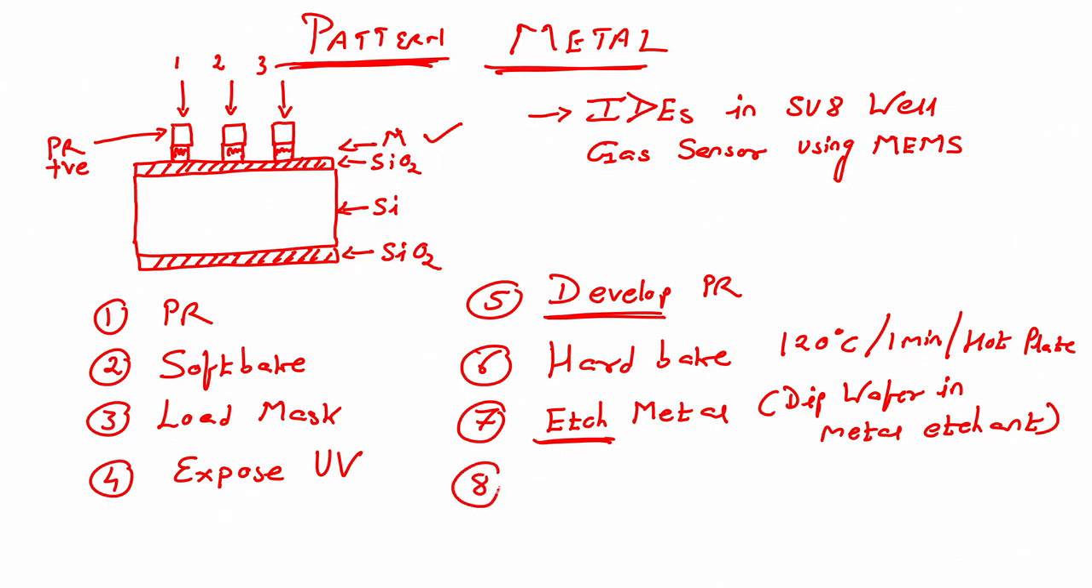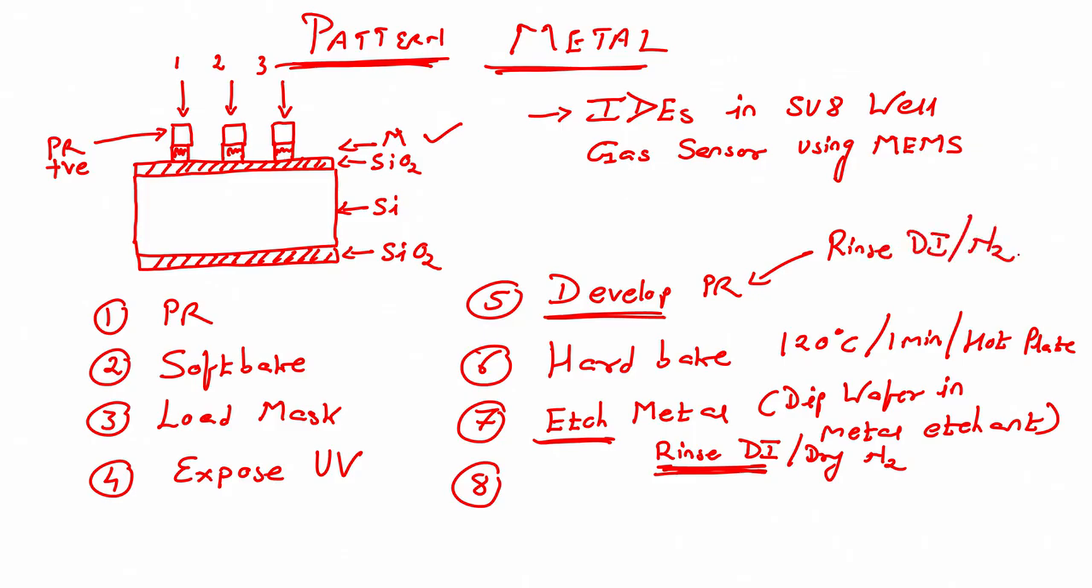The next step is, of course, whenever you do metal etching, after that you have to rinse it. You know that you have to rinse it in deionized water and then dry it using nitrogen. This is always there. Not after every step. For photoresist you do not have to rinse and dry: soft bake is okay, loading the mask is okay, exposure is okay. After developing you have to rinse it with DI and then dry with N2. Then you have to do hard bake and metal etch.